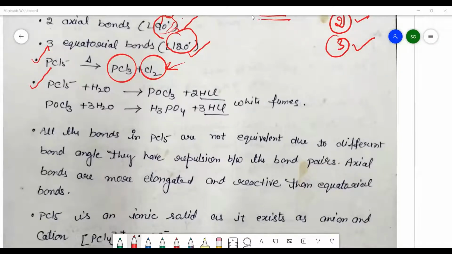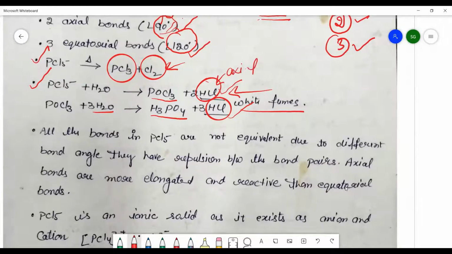Similarly, if we take the hydrolysis of PCl5, the product will be POCl3, and there is a formation of white fumes again because of the generation of HCl, as already happened with PCl3. So you have to remember, whether it is a trihalide or a pentahalide, whenever hydrolysis is carried out, white fumes are formed due to the generation of HCl. And POCl3 on reaction with 3H2O will give rise to the formation of the oxo acid of phosphorus and HCl. ये जो पहले दो Cl निकले हैं, these are of axial.